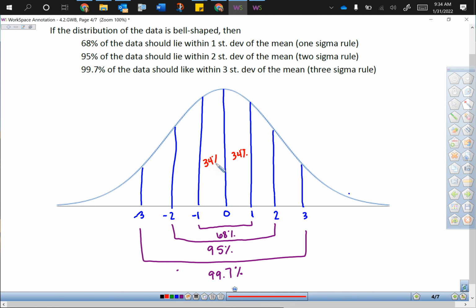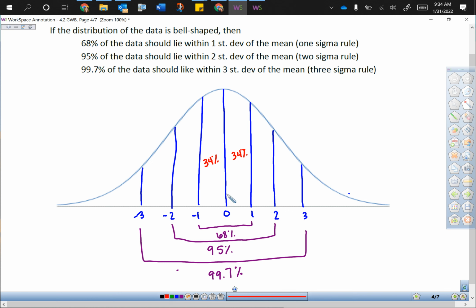This would also be 34%. So 34% of my data is in this section, 34% of my data is in this section. Okay, now 95% of my data lies within 2 standard deviations of the mean, so we're going to have to think a little more or a little harder on this one.